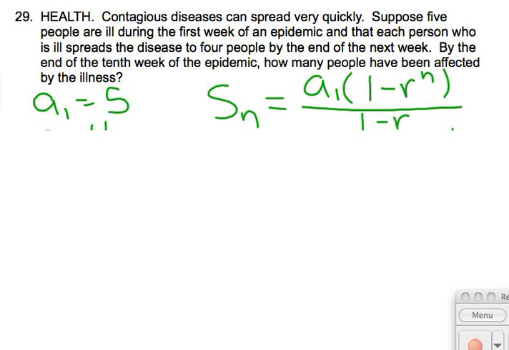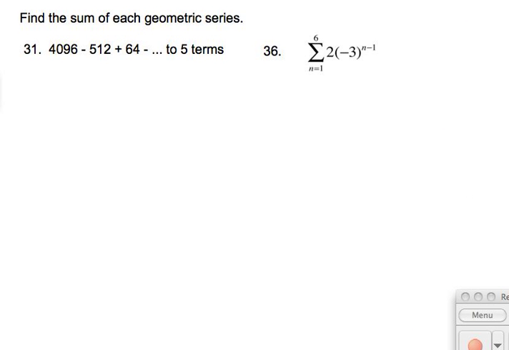The next problem is asking us to find the sum. They're giving us 4096 minus 512 plus 64 minus, to 5 terms. So we need to find the r value. Again, r is found by taking term 2, negative 512, divided by term 1, 4096. Simplifying it up, r is a negative 1/8.